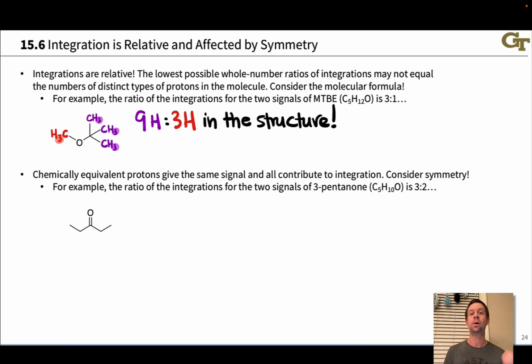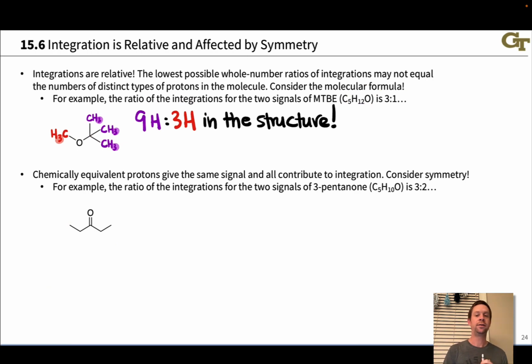So these two appear in the same signal, and the integration of that signal is 3 hydrogens. The ratio of those two integrations is 3 to 1, however. Now, in compounds with symmetry, we see a similar phenomenon going on, where the lowest whole number ratio of the integrations may not match the actual number of hydrogens in the molecule. This happens when symmetry is in play.